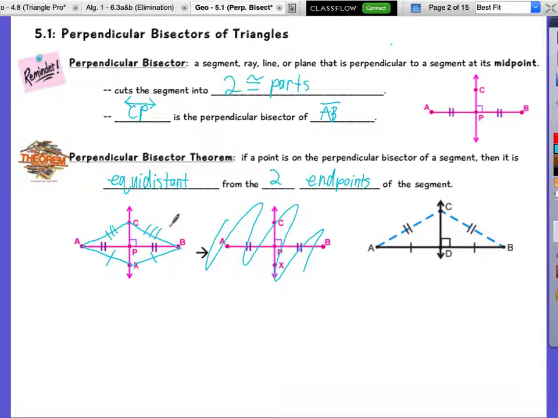What this also says is we could create infinitely many points continuing down on this perpendicular bisector. We could have point W down here, and this would also be equidistant from points A and B, the endpoints of the segment which is perpendicularly bisected. That is so cool.